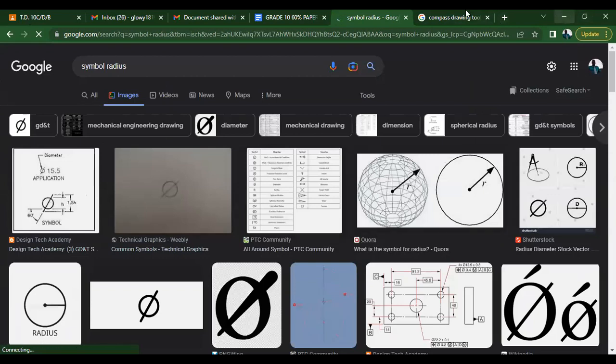So as long as you can identify on a diagram which one is pointing to the radius, which one is pointing to the diameter, it should be fine. All right, moving on to the next topic.